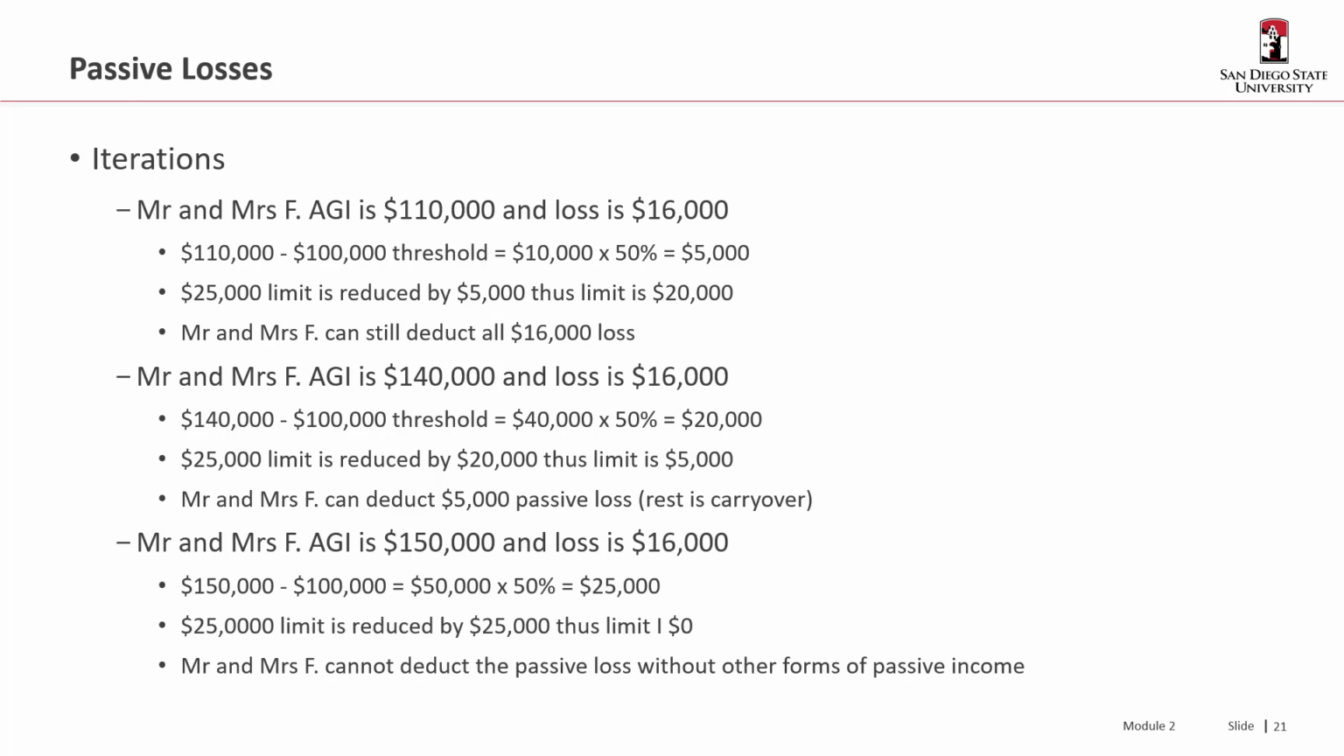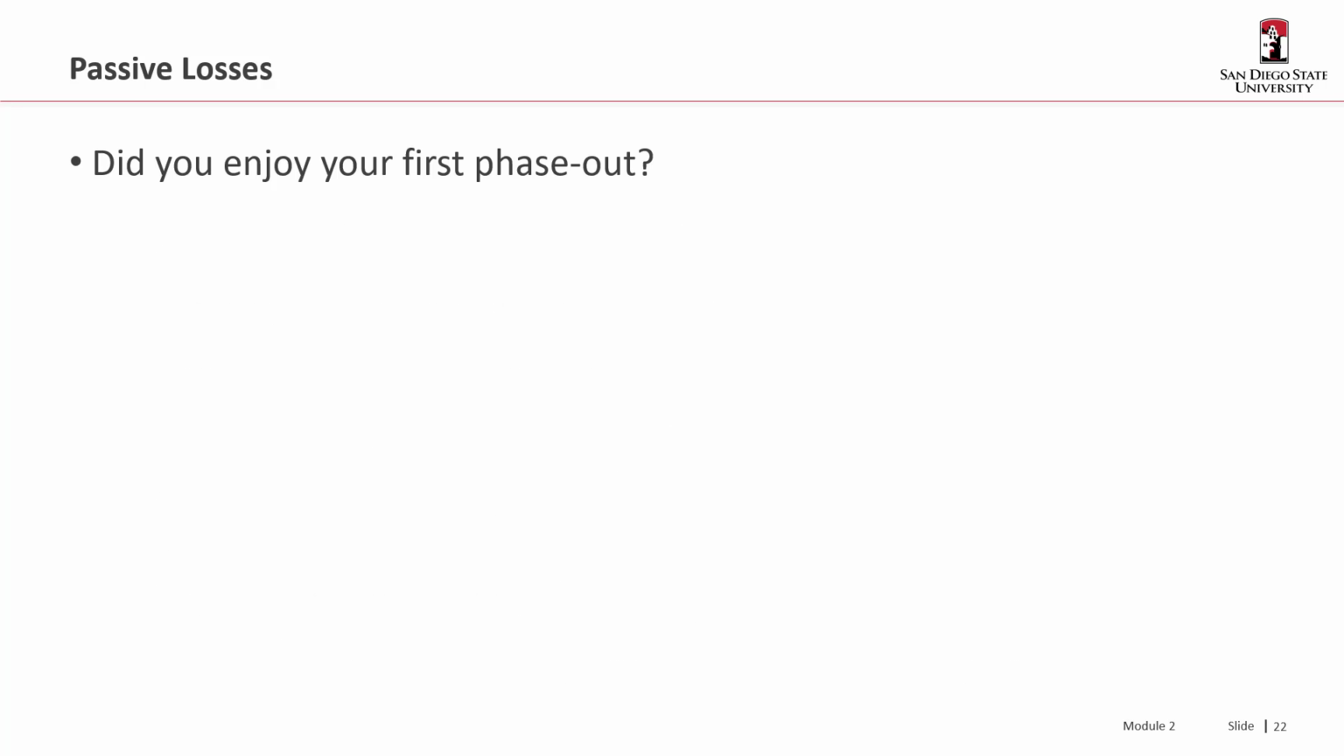Okay, what if their AGI is $150,000 with the same loss of $16,000? Well, now they're $50,000 in excess of the threshold of $100,000. $50,000 times 50% is $25,000. Well, when I reduce the annual limit by $25,000, I get zero. As a result, they will be unable to deduct any of their passive loss without having some other forms of passive income. All right, did you enjoy your first phase out?